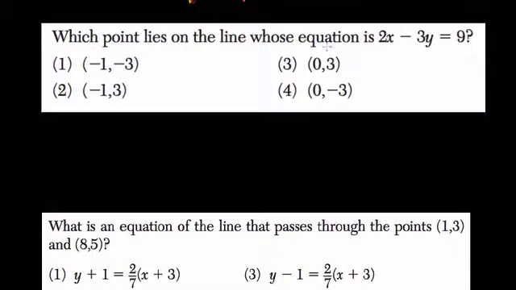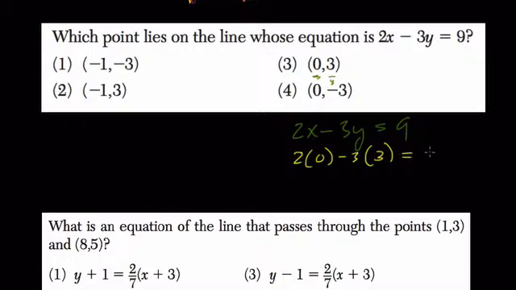Which point lies on the line whose equation is the following? So if your point lies on this line, that means you should plug it into the formula and it will be balanced. Let's start with choices 3 and 4. So we have 2x minus 3y equals 9. If we plug in 0, do we get 3? If we do, then it's a solution for the line. So 2 times 0 minus 3 times 3, does that equal 9?